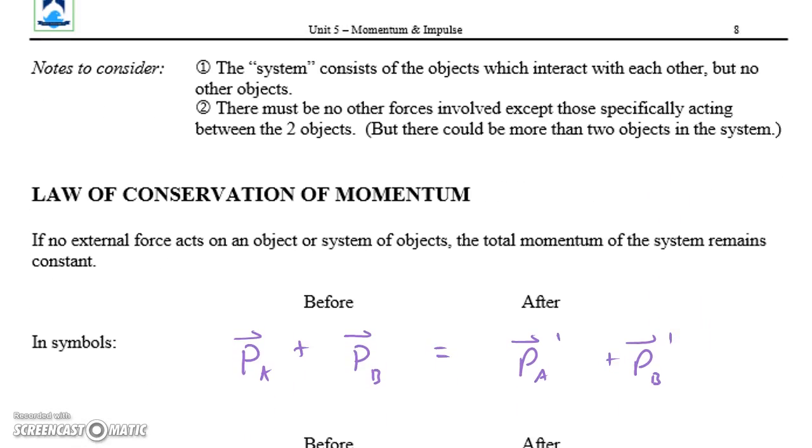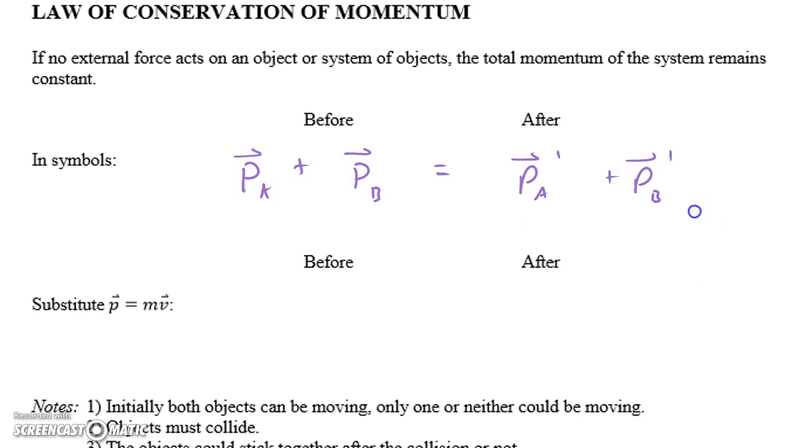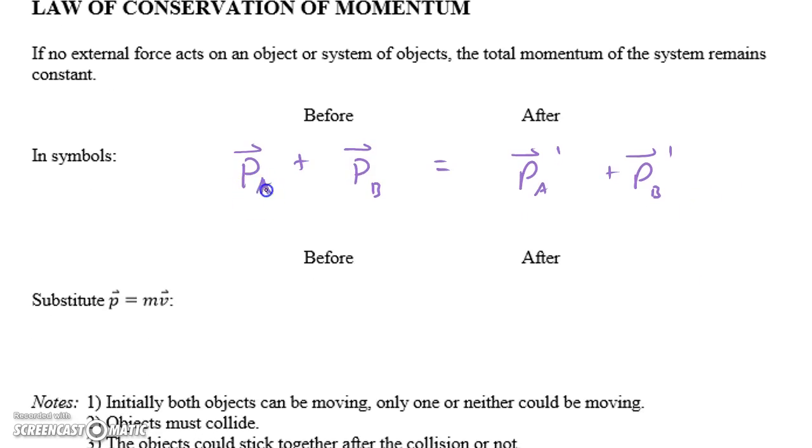So we have to remember that a system is only the objects that are interacting with each other and no other objects, and the only other forces that can be involved are the ones between those two objects. If there's other forces, the conservation doesn't hold nearly as true, just because there has to be no extra force. So in this case, we have P of ball A and P of ball B. We just go to A's and B's for this notation, and we also use the symbol prime to indicate our after ones. So slightly different notation for conservation of momentum, but it just avoids having a lot of subscripts.